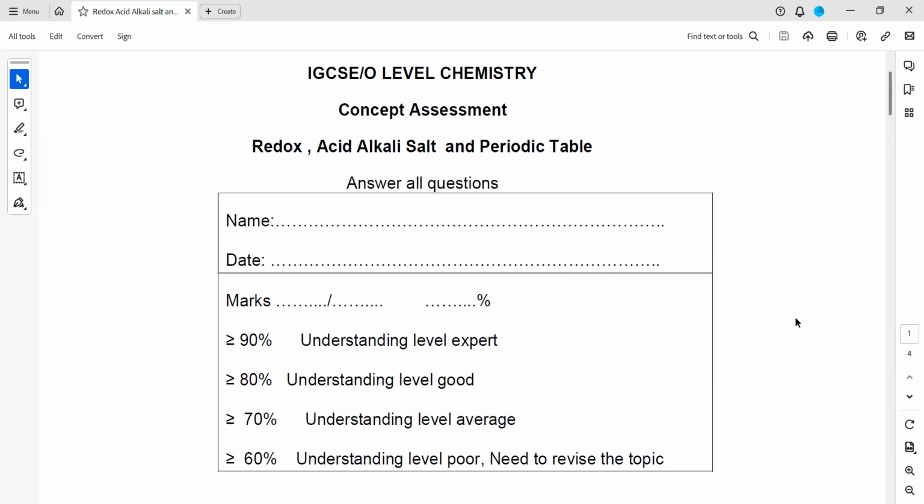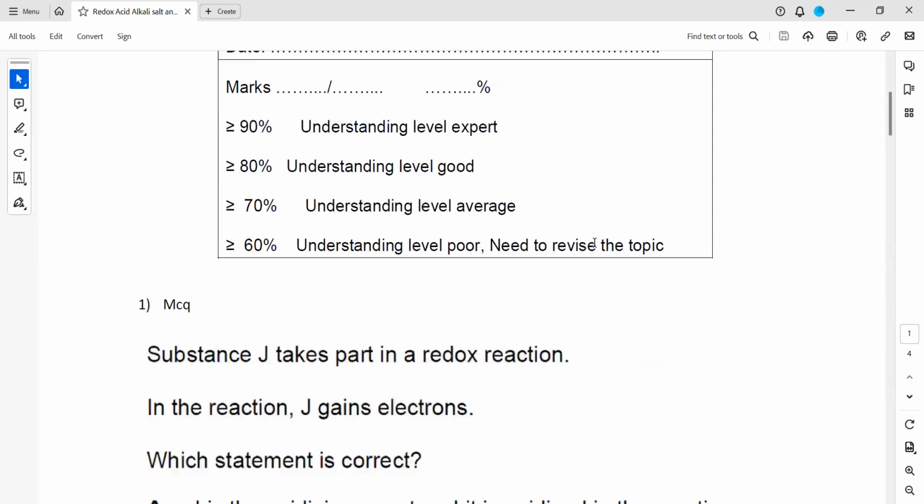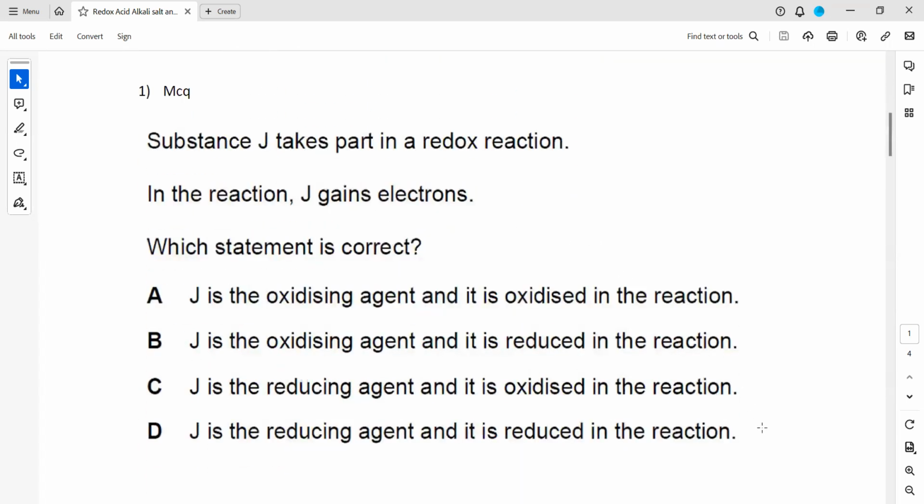So this one is a pop quiz related to acid, alkali, salt, and the periodic table topic. In the first one, substance J takes part in a redox reaction. What is the meaning of a redox reaction? A reaction in which both oxidation and reduction take place. We call it a redox reaction.